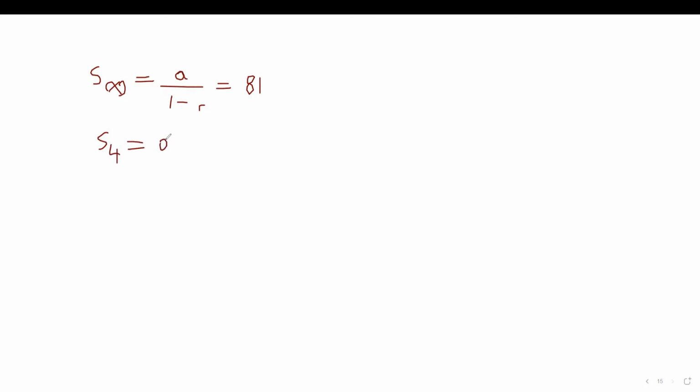So the first term we know is A for any geometric progression. The second term is A times R. The third term is A times R squared. And the fourth term is A times R cubed. And this is equal to 65, right? Yes, sir. So now we just need to solve this simultaneously.